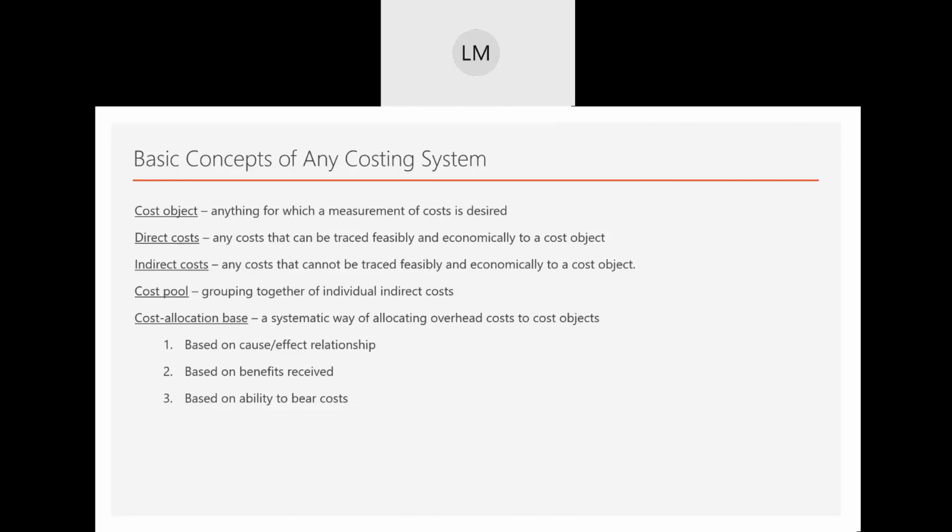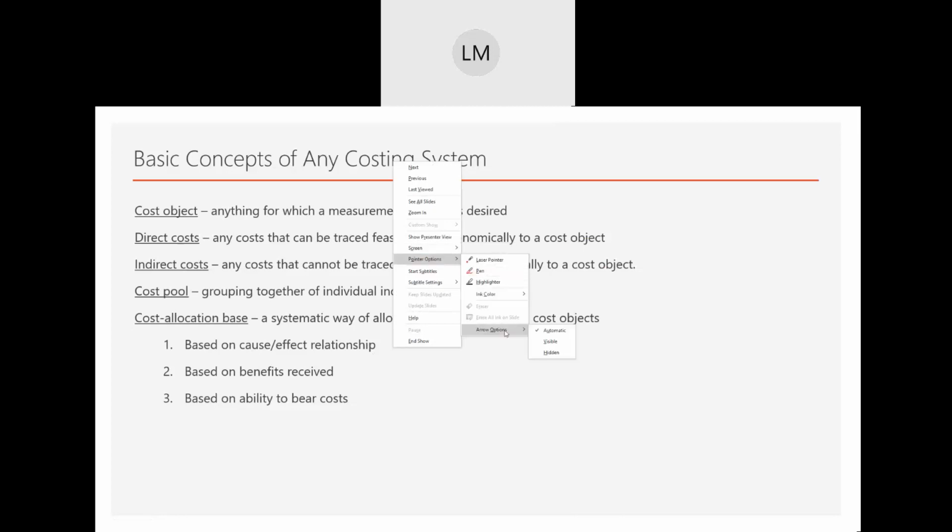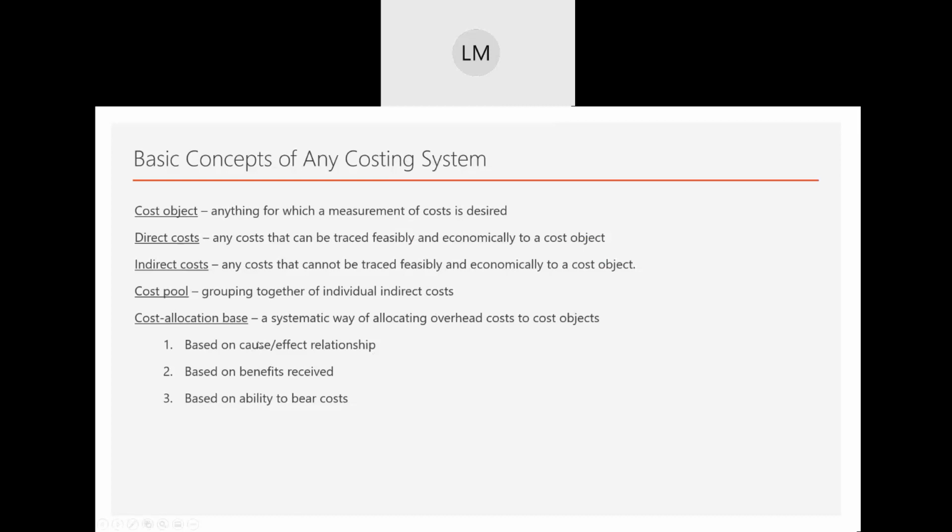So we might see that, but based on what we do in the manufacturing environment or in a service environment, we're usually going to assume that it's going to be based on the cause and effect relationship. That's what we're going to assume unless we're otherwise told. But I did want to let you know that there are other ways of allocating overhead, and that is based on benefits received and on the ability to bear costs.